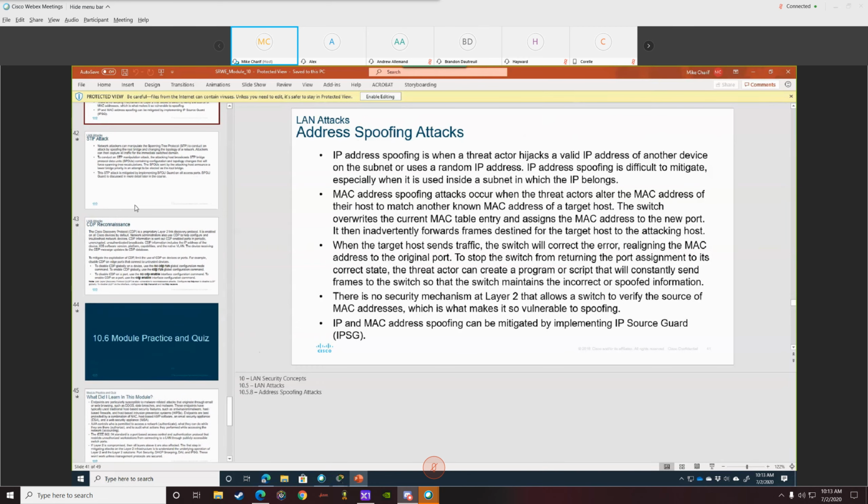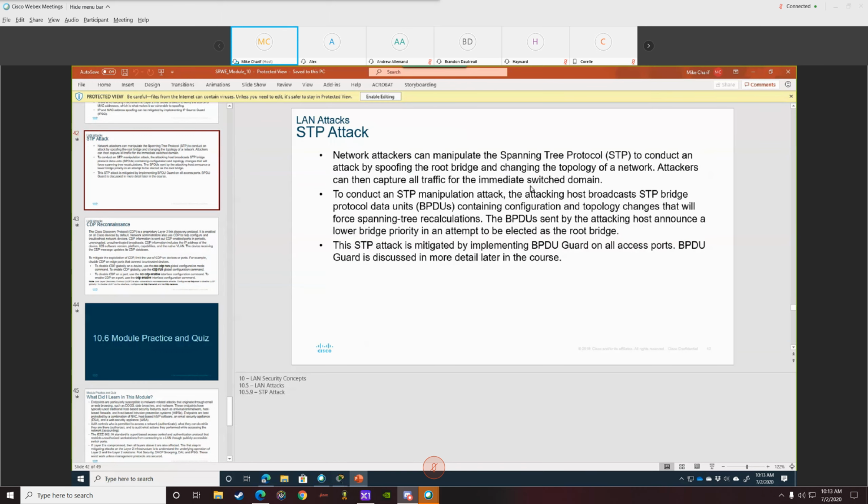One thing to talk about is the STP attack, the spanning tree protocol attack. Network attackers can manipulate the spanning tree protocol to conduct an attack by spoofing the root bridge. The root bridge is basically a switch that acts as a reference point. By changing the topology of a network, attackers can then capture all traffic from the immediate switch domain. To conduct an STP manipulation attack, the attacking host broadcasts STP bridge protocol data units.